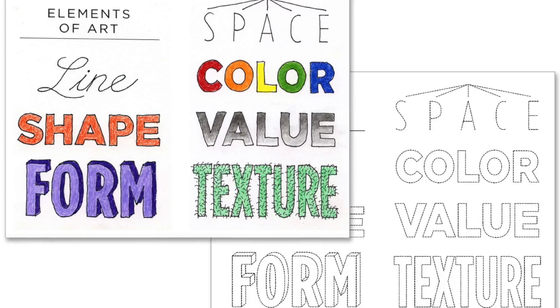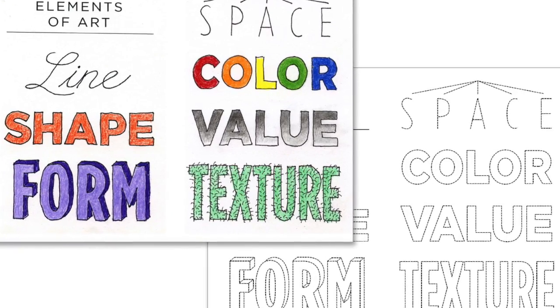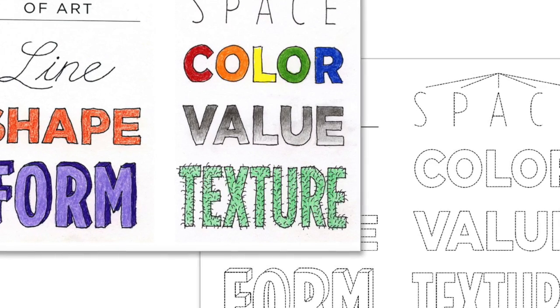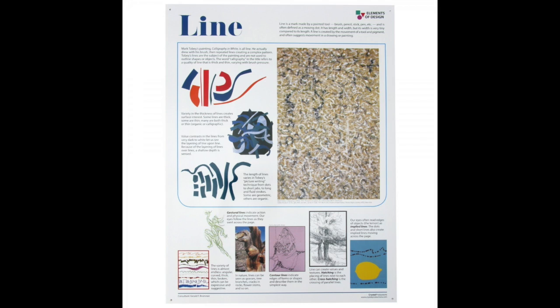This video is about the elements of art. The elements of art are things that artists use to create artwork with. First we have line. A line is a mark made by a pointed tool such as a brush, a pencil, a stick, or a pen. It is often defined as a moving dot. It has length and width, but the width is very tiny compared to its length.